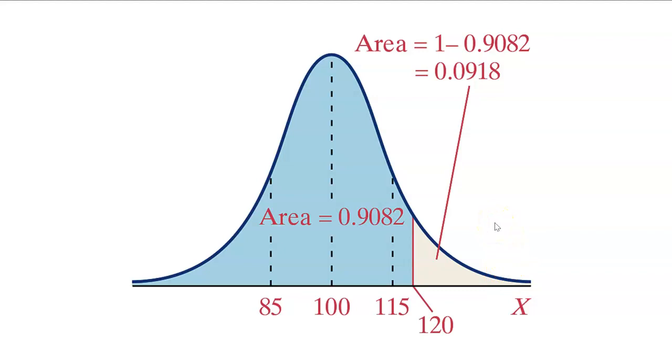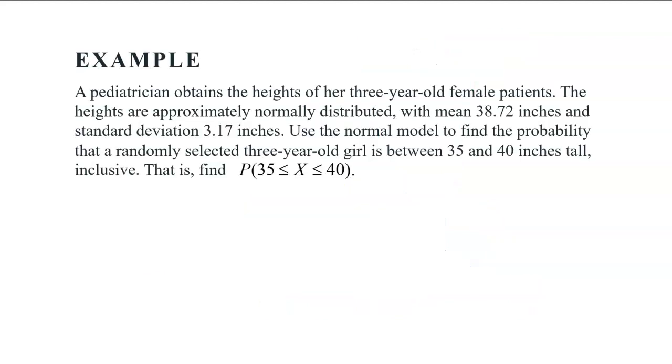All right, let's look at another example. A pediatrician obtains the heights of her 3-year-old female patients. The heights are approximately normally distributed, so that is key here, that it is normally distributed, with mean of 38.72 inches and standard deviation of 3.17 inches. Use the normal model to find the probability that a randomly selected 3-year-old girl is between 35 and 40 inches inclusive, meaning including the 35 and the 40. That is, find the probability that X is between 35 and 40 here.